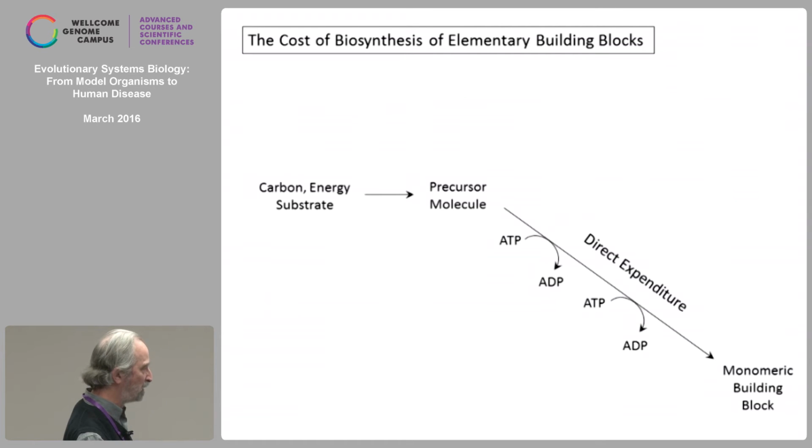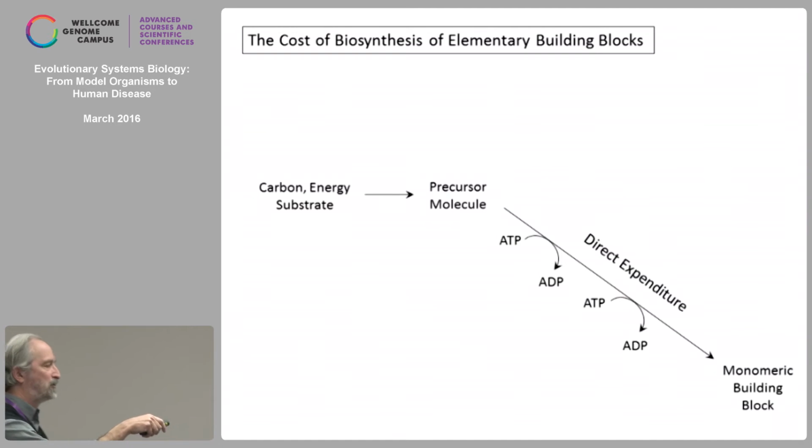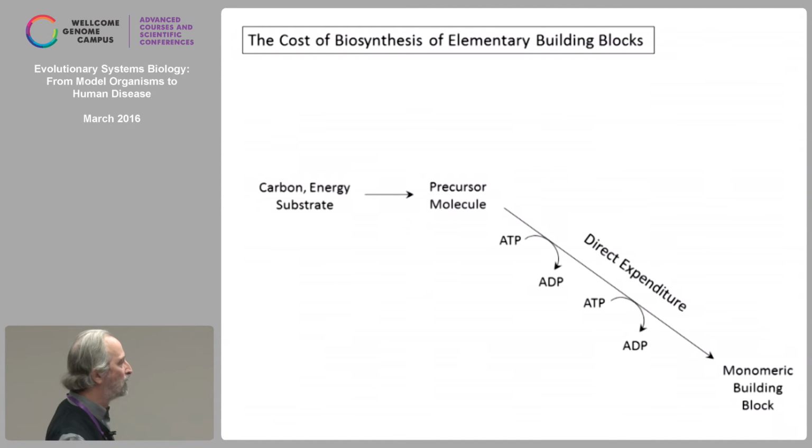So the way to think about this is you've got an organism consuming some kind of carbon energy substrate, starts to go through glycolysis or something, and you're starting to pile up various precursor molecules. And we use the precursor molecules to make the building blocks in cells, nucleotides, amino acids, and lipids. So the way to think about this cost is that you're starting with this precursor molecule, you're making some building block down here, and in doing so, you're consuming ATPs. So that's a direct expenditure to build a building block for a cell.